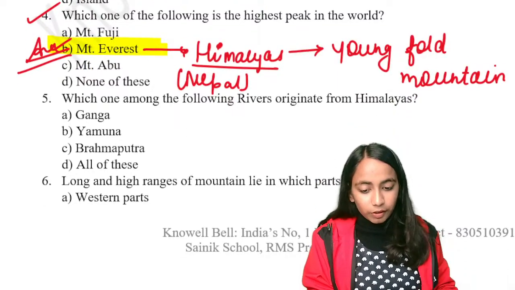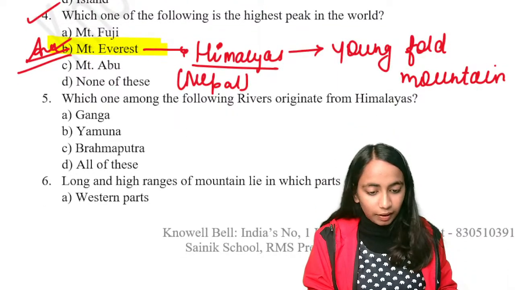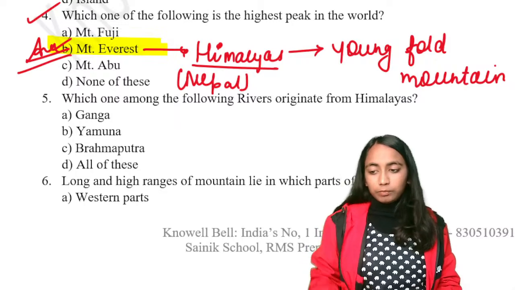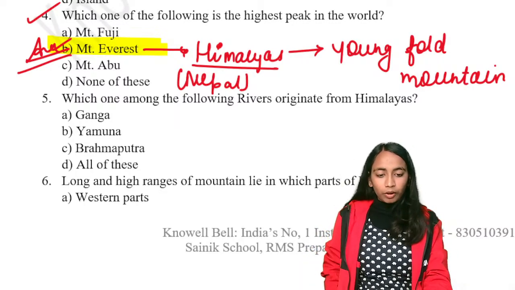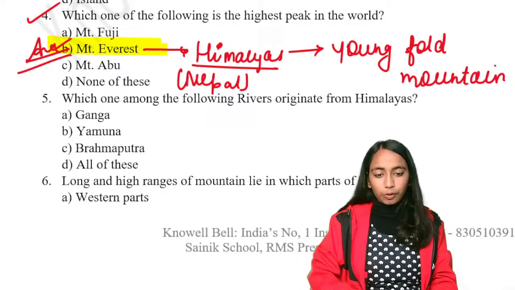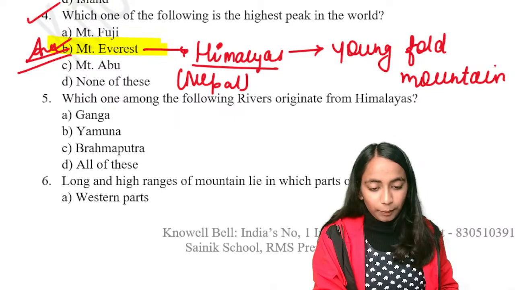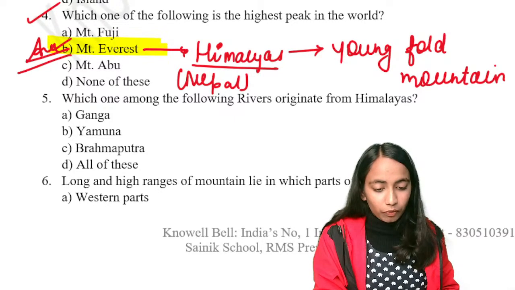Which of the following rivers originate from Himalayas? Which rivers originate from the Himalayas? Ganga, Brahmaputra, Yamuna, or all of these?